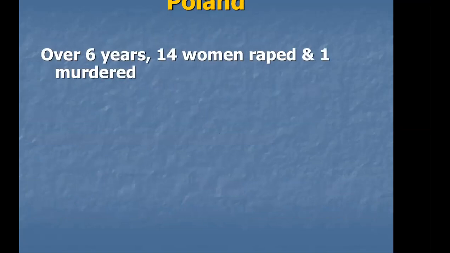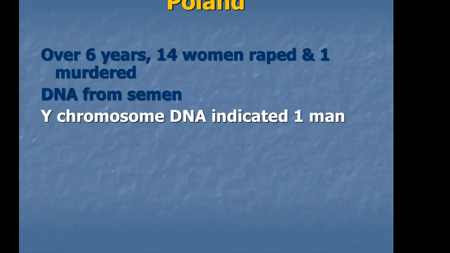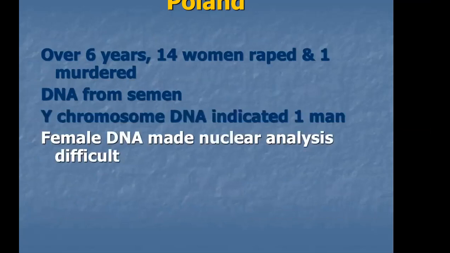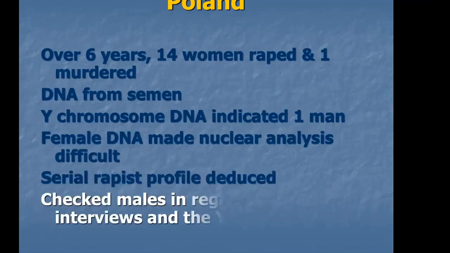One interesting study, we're going to go through this and then we'll call it quits. Over a 6-year period, 14 women were raped and 1 murdered. DNA from semen, Y chromosome indicated 1 man, a single man, or at least relatives. Female DNA made nuclear analysis at that time very difficult. The serial rapist profile was deduced.